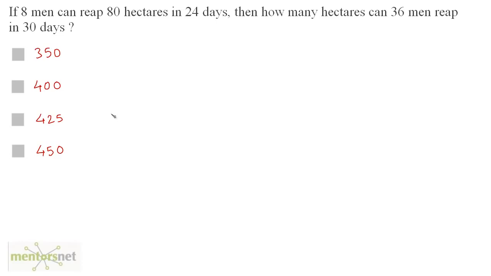If 8 men can reap 80 hectares in 24 days, then how many hectares can 36 men reap in 30 days? Well, we can take the number of men and hectares per day as our two quantities. So you have 8 men who can reap 80 hectares in 24 days. So 8 men and hectares per day will be 80 by 24. Now, how many hectares can 36 men reap? So we have 36 men, and let the hectares be x.